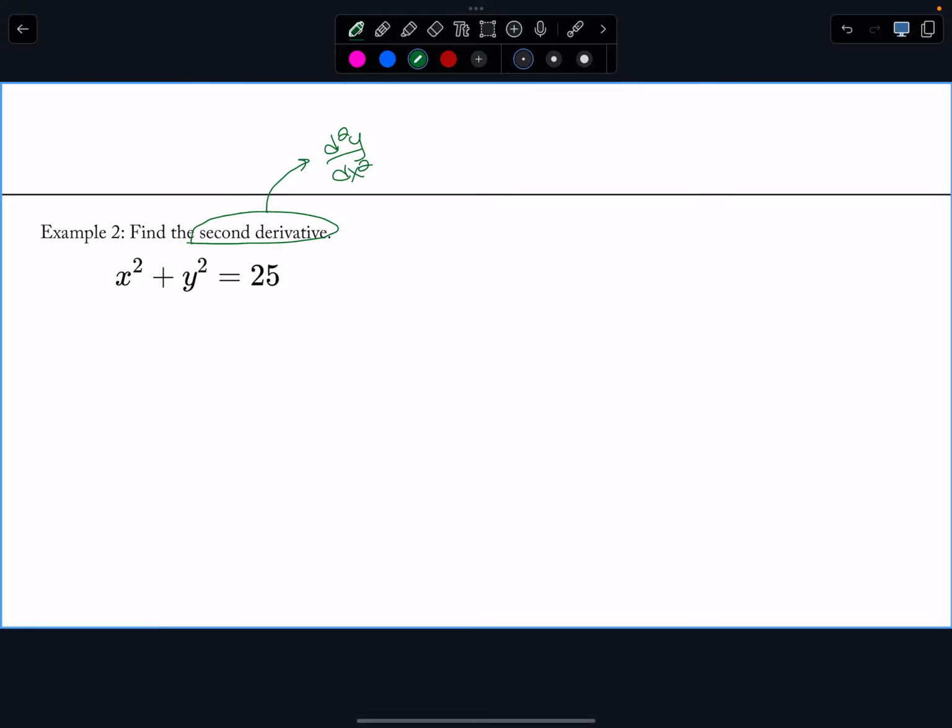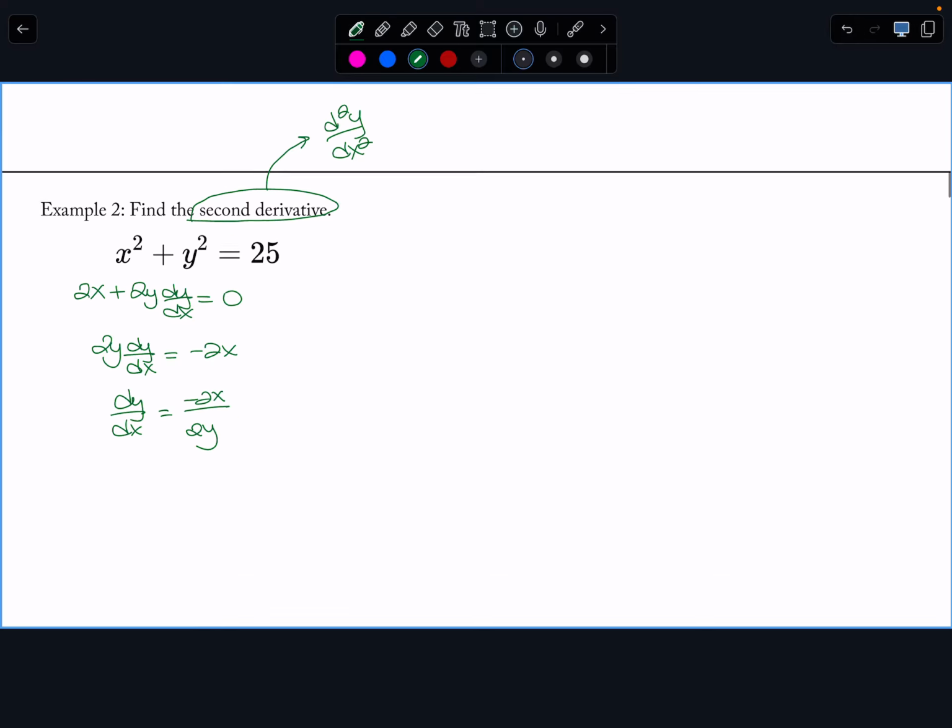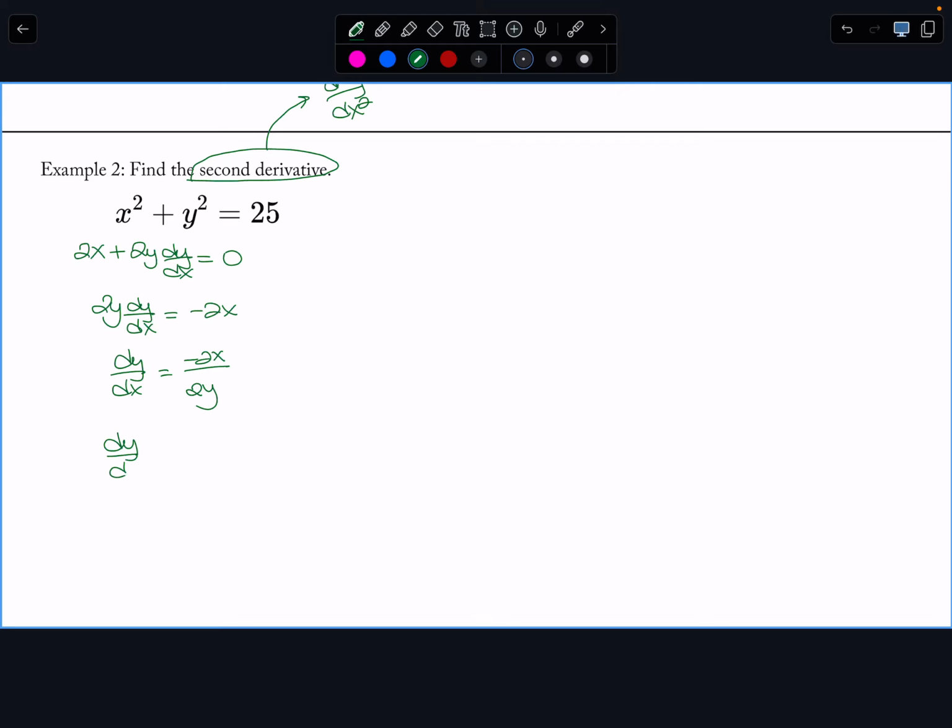Okay, so let's take a first derivative. Derivative of x squared is? Derivative of y squared is? And derivative of 25 is 0. So 2y dy/dx is equal to negative 2x. dy/dx is equal to negative 2x over 2y. So then dy/dx is negative x over y. Not too bad for first derivative.